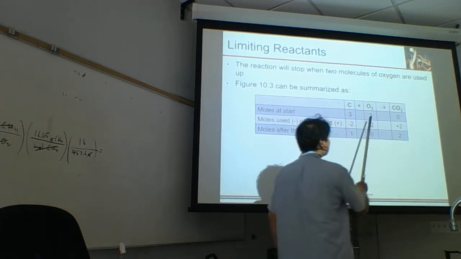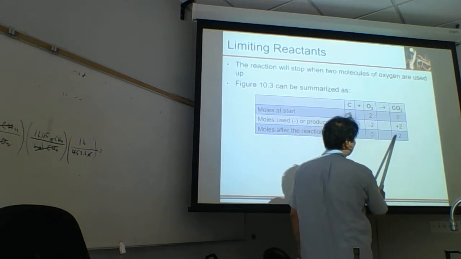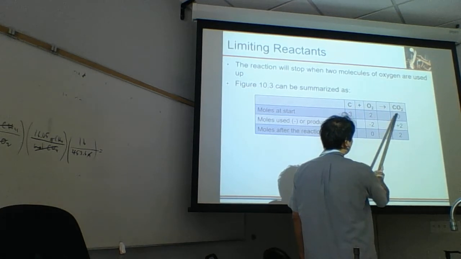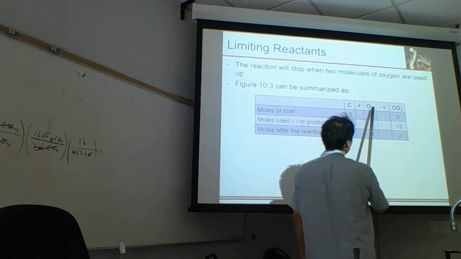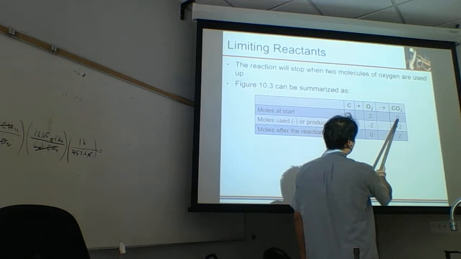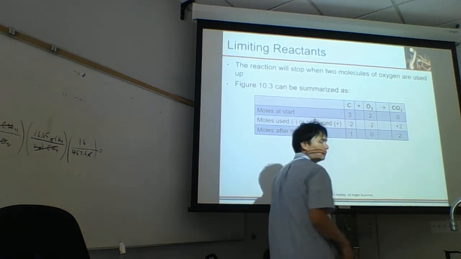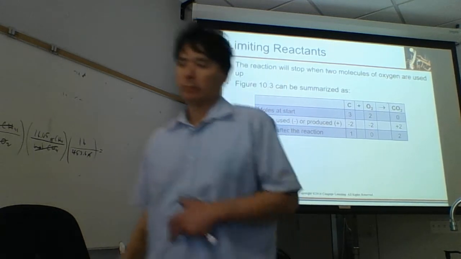Now the limiting reagent is going to limit how much product we form. So the amount of product we form is 2, because 3 carbons can actually form 3 CO2s, and 2 oxygens can form 2 CO2s. And we'll pick the smaller amount, 2.